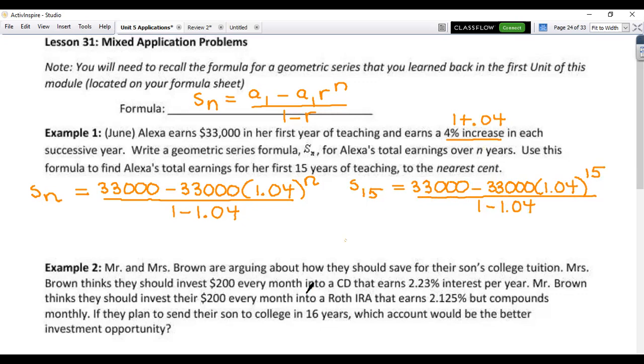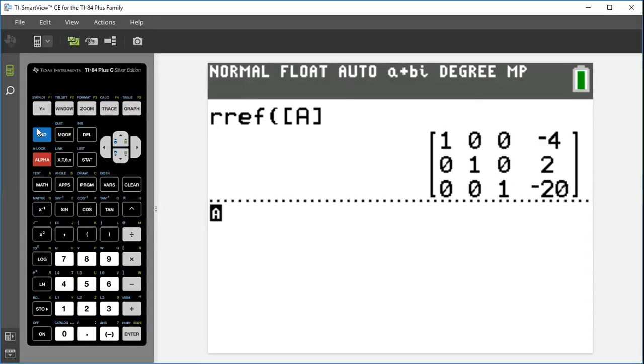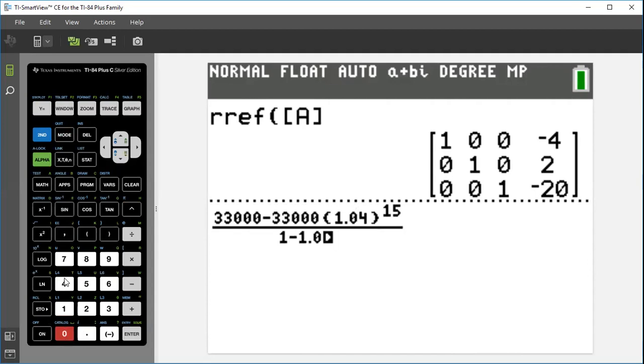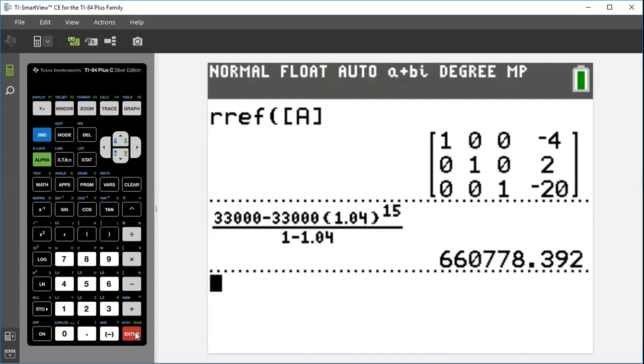Okay. You may plug that entire thing into your calculator all at once. You guys remember how to do this? Yep. Excellent. Alpha y equals enter. So we're going to go alpha y equals enter. And I'm going to type in 33,000 minus 33,000 times 1.04. And this was raised to the 15th power. And then I'm going to divide this by 1 minus 1.04, enter. Everyone get that answer?